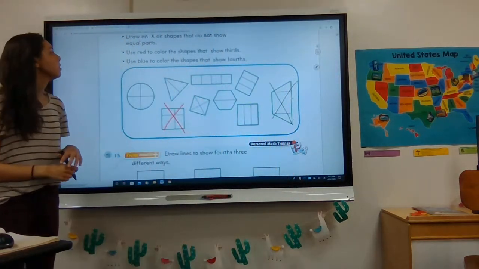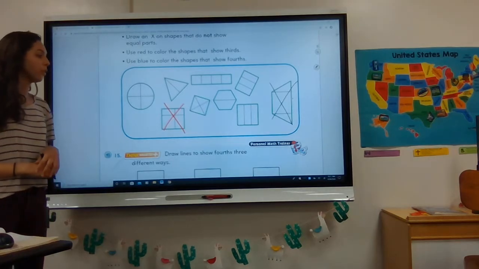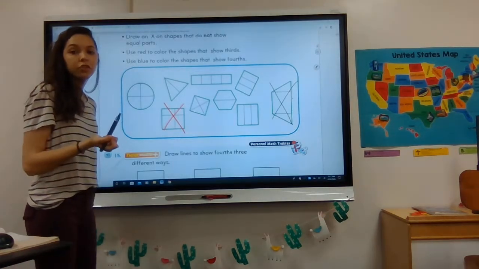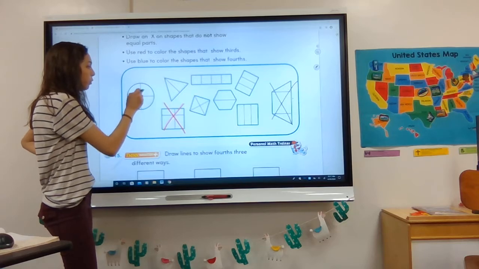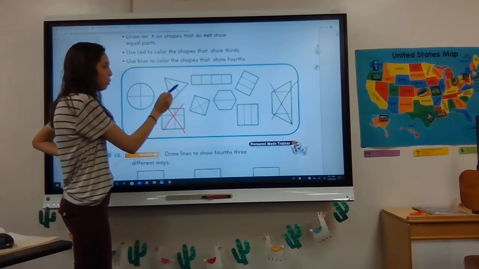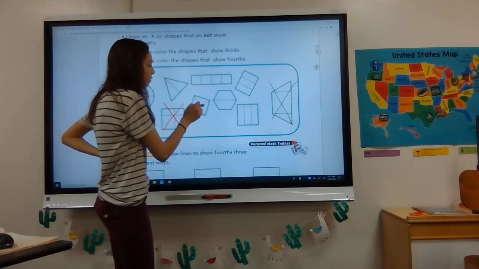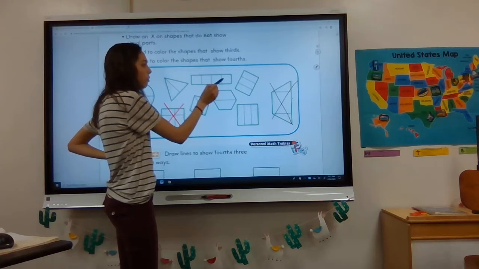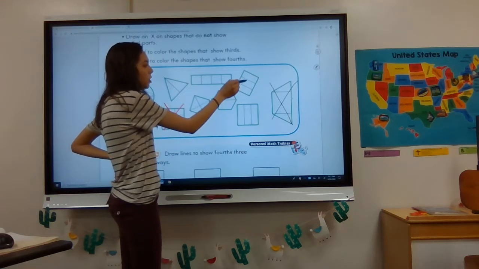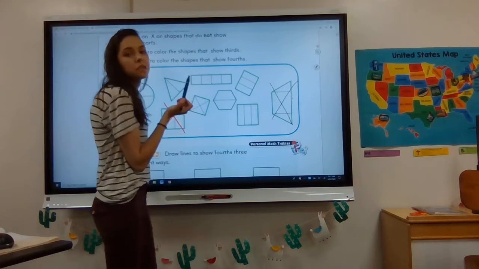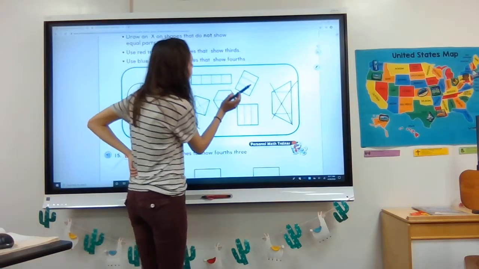Use red to color the shapes that show thirds. So you want to go through each shape. You should have looked at this one. 1, 2, 3, 4. Nope. 1, 2. Nope. 1, 2, 3, 4. 1, 2, 3, 4. 1, 2. 1, 2, 3. So this one right here shows thirds.